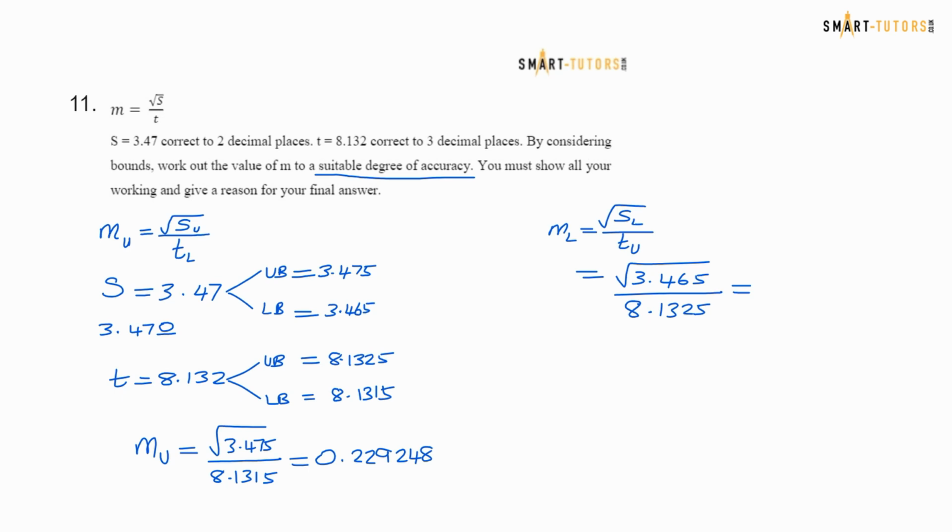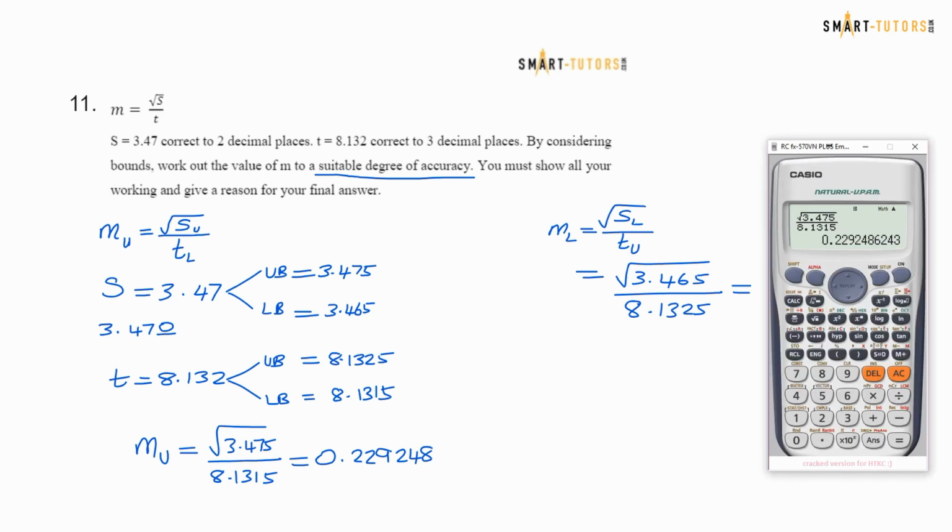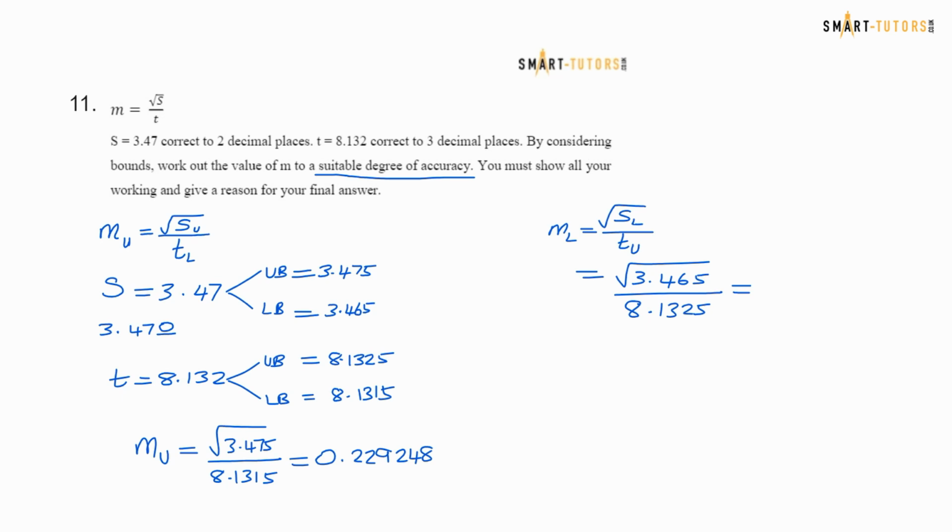0.229248. Is that the answer? Let me check again. 0.229248, and it's going 948 6243. So that's more than enough, 6243.